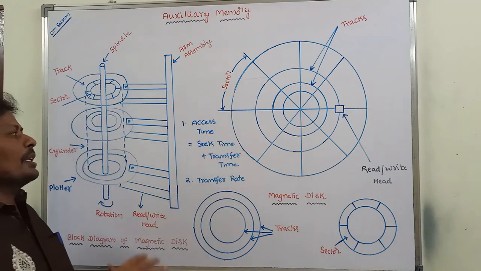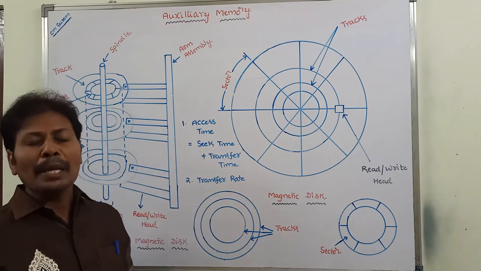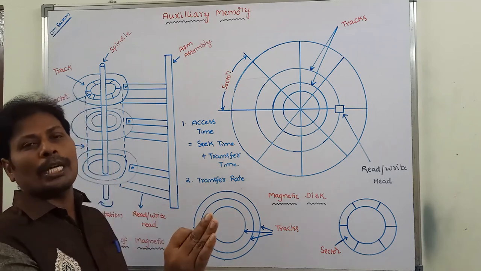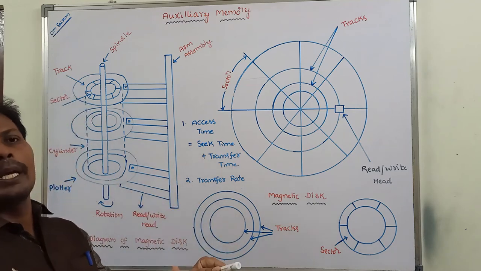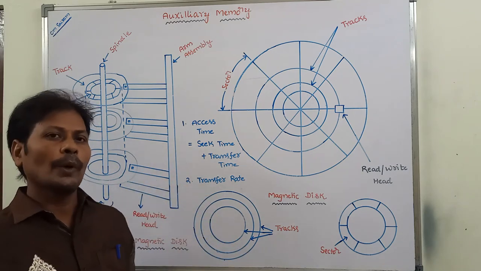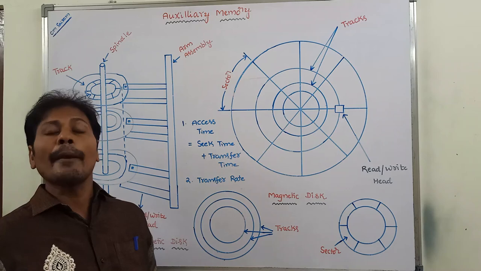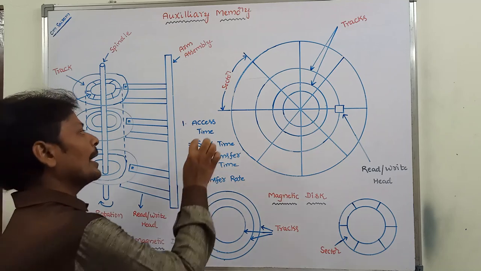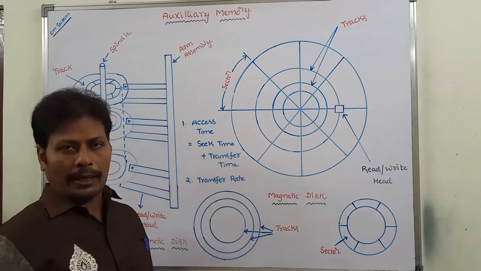What is access time? Access time is the average time required to reach a particular location in the memory. After reaching a particular location in the memory, we have to access that content. So access time is the time required to reach a particular location in the memory and obtain its content. Access time is equal to seek time plus transfer time.